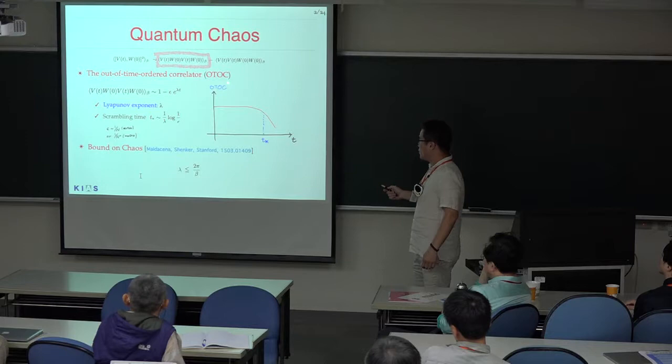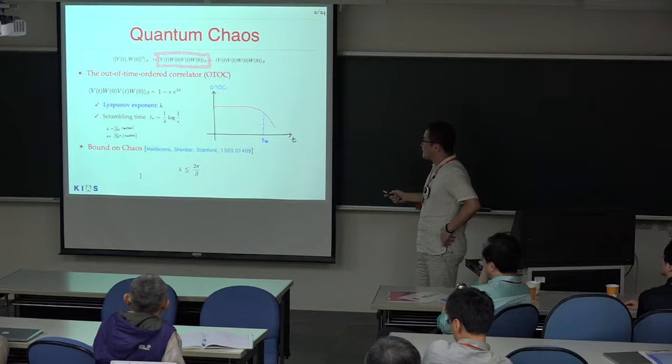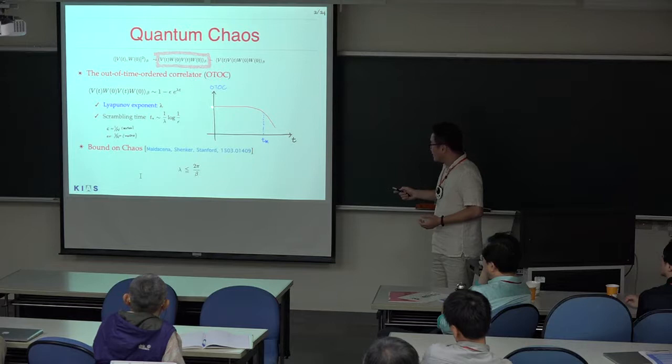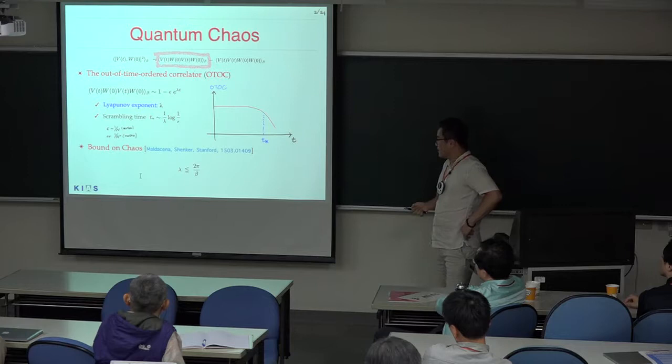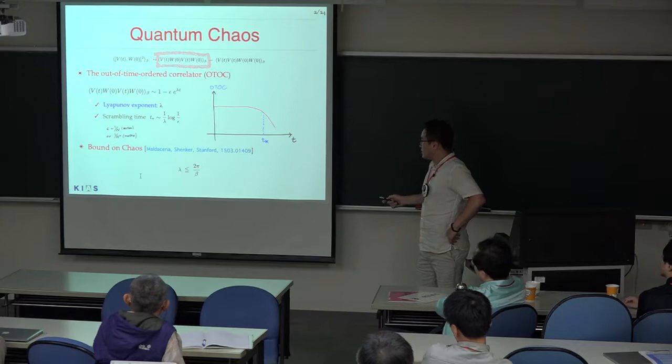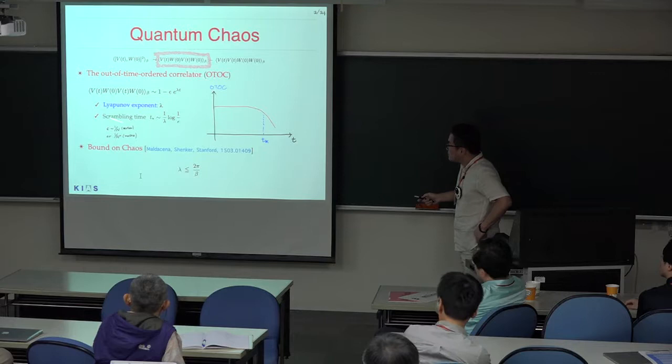So in a chaotic system, this out-of-time-order correlator behaves like this. At early time it is a constant, after proper normalization by the two-point function, but this connected part grows exponentially. This is what I mean in the real-time correlator. This exponent is called the Lyapunov exponent, and the time when the leading term and the second-order correction become the same order is called the scrambling time.